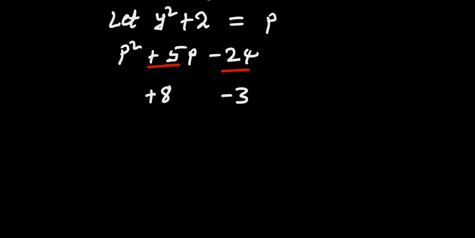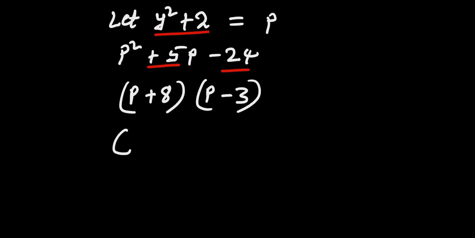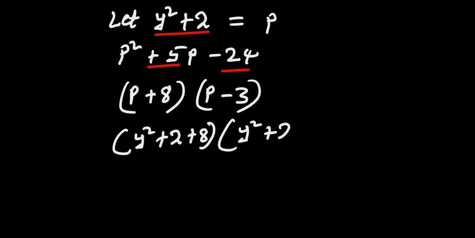Good. So once you have the two factors of negative 24 whose sum gives you plus 5, just write them out as they are, with the signs, within a parenthesis with p. Now you can restore the value of p. You said p is equal to y squared plus 2, so bring them back. So this will become y squared plus 2 plus 8, and also y squared plus 2 negative 3.